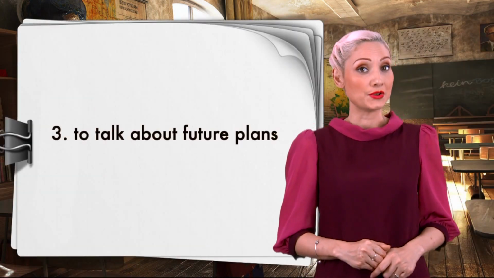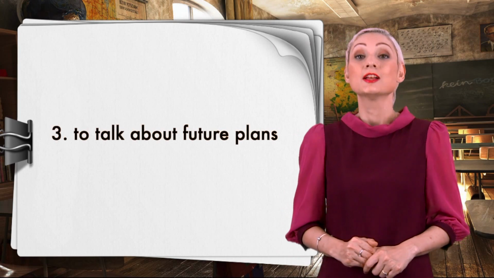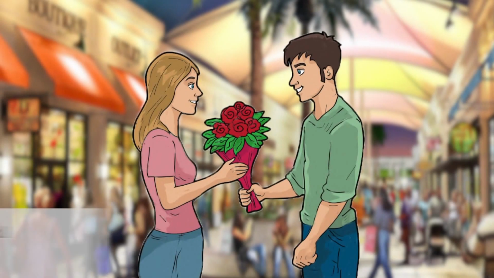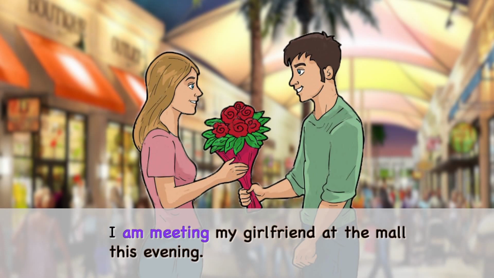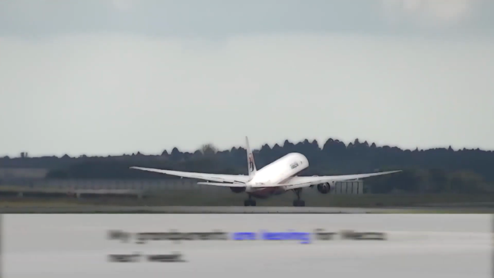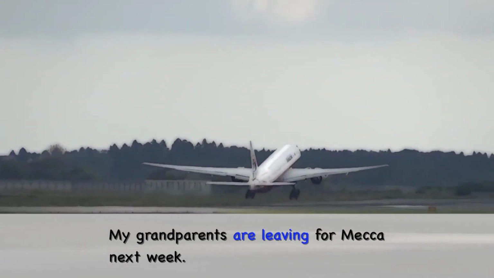Lastly, we can also use the present continuous tense to talk about future plans. For example, I am meeting my girlfriend at the mall this evening. Linda is joining us for dinner tonight. My grandparents are leaving for Mecca next week.